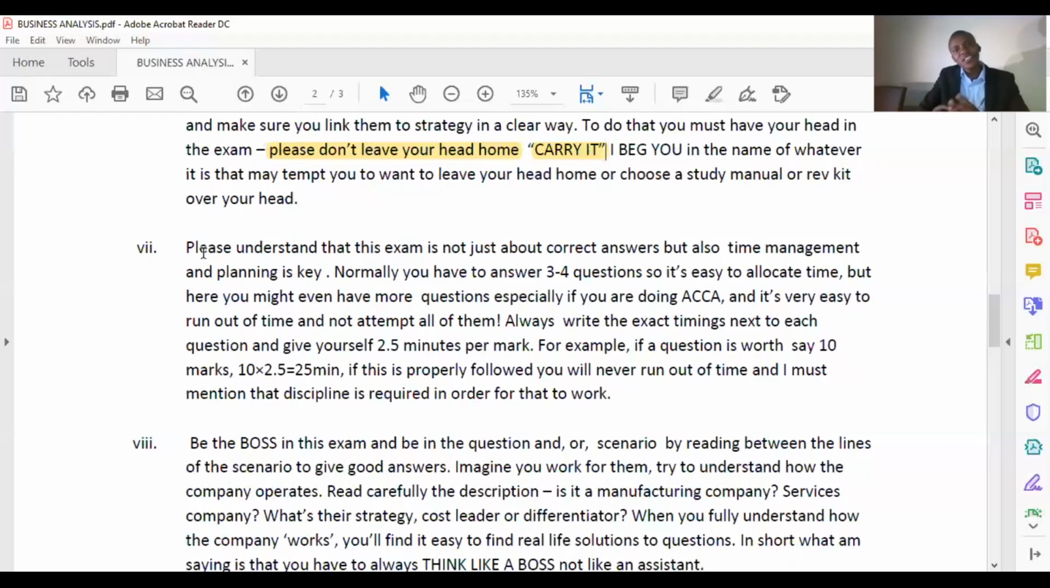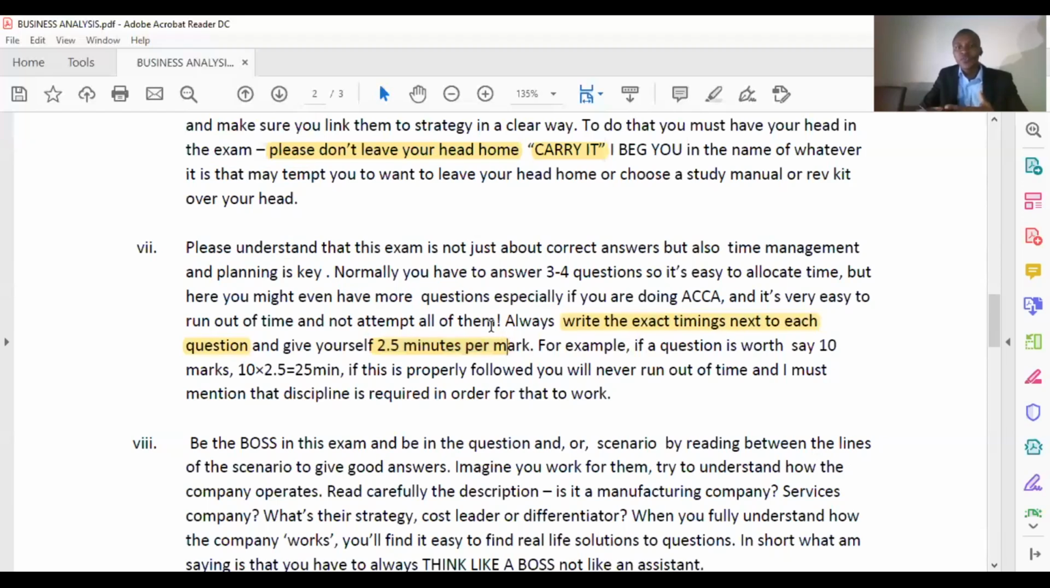So always in the exam, as you go, if the questions are 20 marks, 15 marks, or 10 marks, please write it here. I've indicated here. We have said please write the exact timings next to each question. Please do that. And it's best that you give yourself 2.5 minutes per mark. That's going to help you.